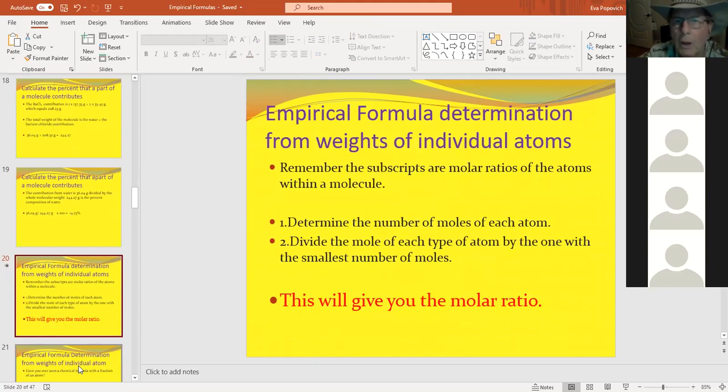Okay. If I want to determine an empirical formula and I have the weights of the individual atoms, the first step is always finding the weights of the individual atoms. Second step, you determine the number of moles of each atom. Third step, you divide by the smallest number of moles within the choices that you have. What that does is that gives you the molar ratio.